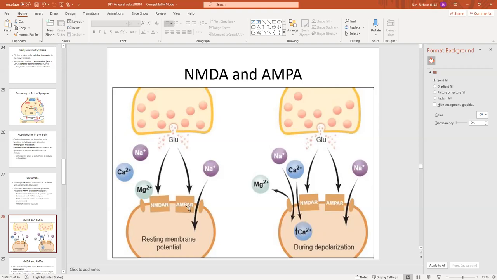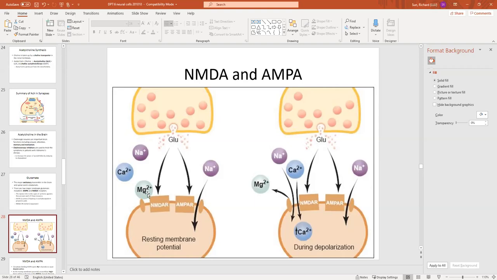As for AMPA though, nothing blocks it. Only when glutamate binds on it, the sodium channel opens, sodium goes in, and it causes excitation. So these two cause excitation. The only difference is that NMDA is blocked by magnesium.